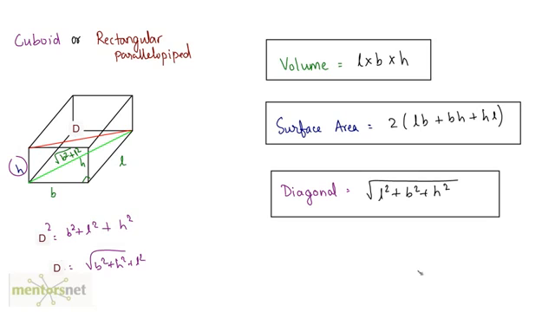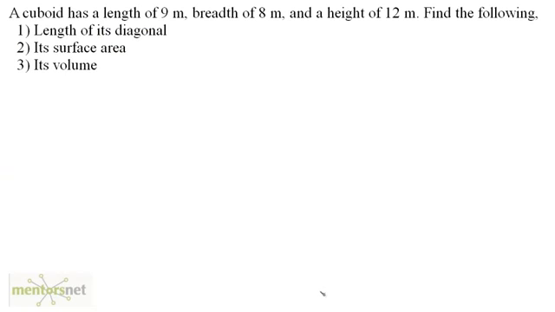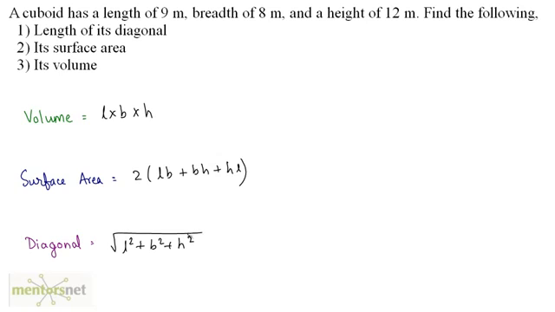So these are the formulas, keep those in mind because we will be solving a lot of questions. Let's solve one right now. The question is, a cuboid has a length of 9 meters, breadth of 8 meters and a height of 12 meters. You have to find the following: the length of its diagonal, its surface area and its volume. You already know the formulas, so this question is very easy for you, right? Let's first calculate the diagonal. It is under root of L square plus B square plus H square.